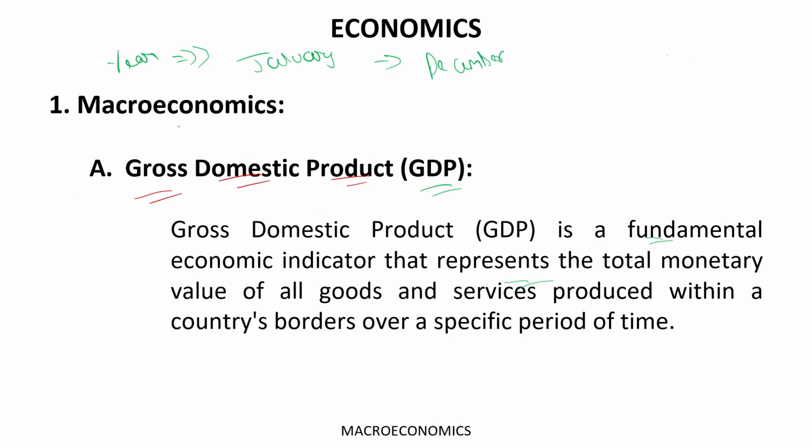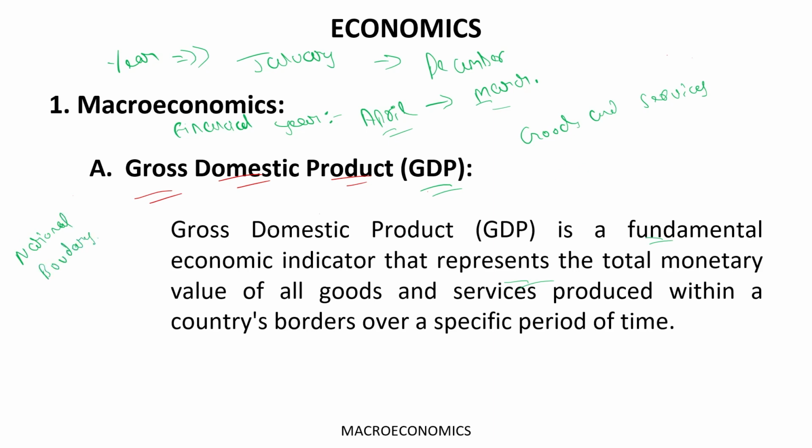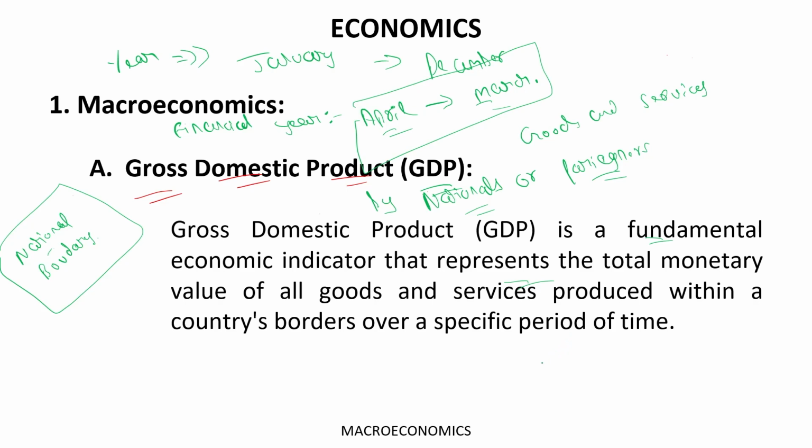It's a normal year. But when you are talking about the economy, we always consider the financial year. The financial year starts with April and ends at March. So during the financial year, how many goods and services are produced within the national boundary, whether by nationals or foreigners? Whether the producers are nationals or foreigners, if they are producing goods and services within the national boundary during the period of April to March, the total monetary value is known as the GDP.